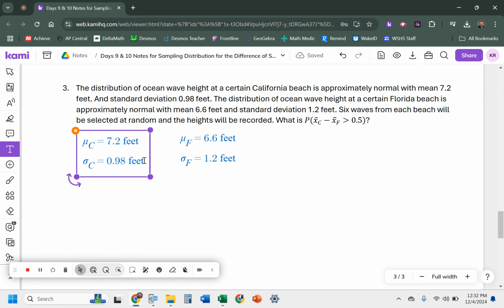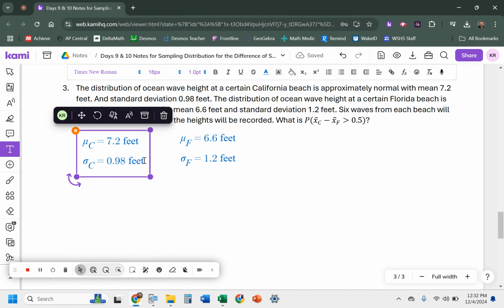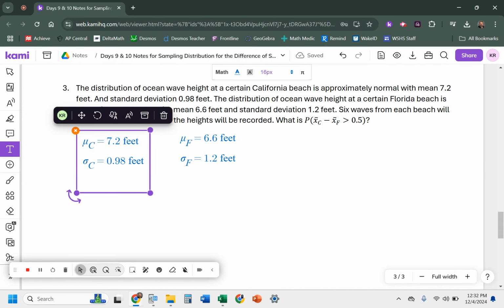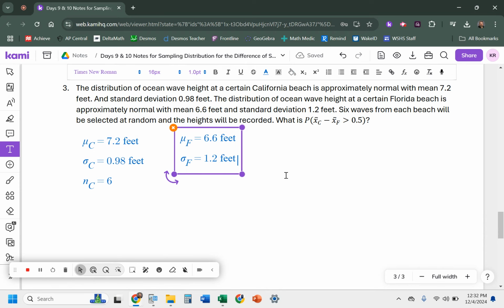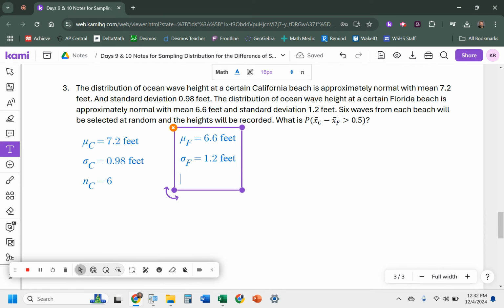So that means I can add to this information for my California beach, and I can say that n sub C, the sample size for the waves from the California beach, is going to be equal to 6. And that's also the same for my Florida beach. We are going to have a sample of 6 waves from this Florida beach, so n sub F will also be equal to 6.